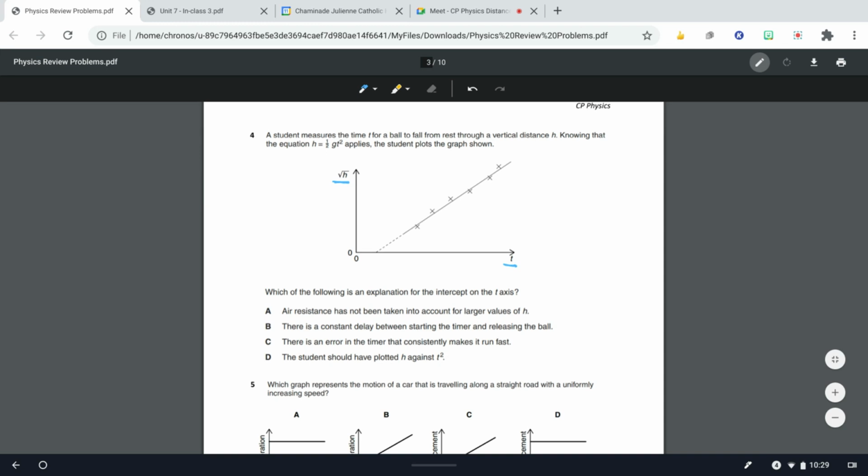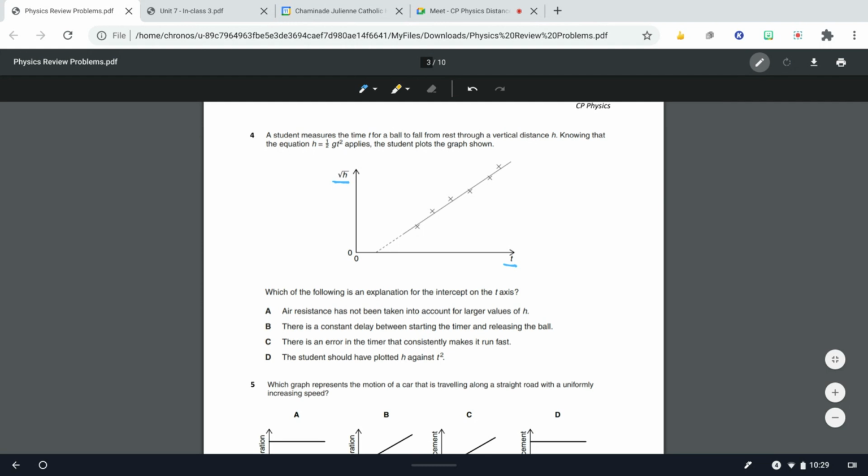What did most of you select? I said B. I also said B. I said B too. Okay. And I believe B is the right answer.